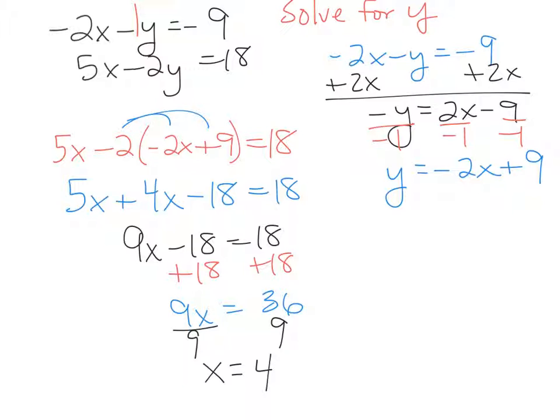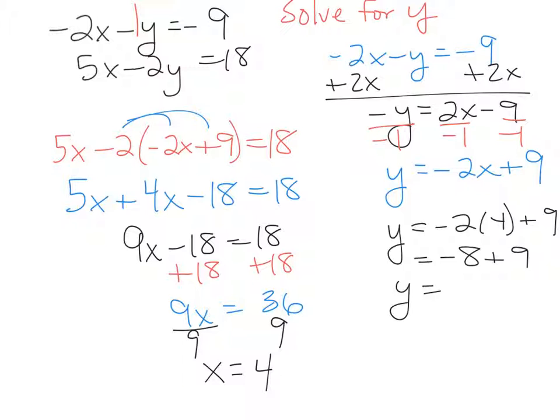So once I have done that, now I can numerically plug that x equals 4 value back into this equation right here to determine the numeric value for my y. So when I do that, I get y equals negative 2 times 4 plus 9, which equals negative 8 plus 9. So y is equal to 1. So my final answer that I would write, my solution, would be 4, 1 for my ordered pair.